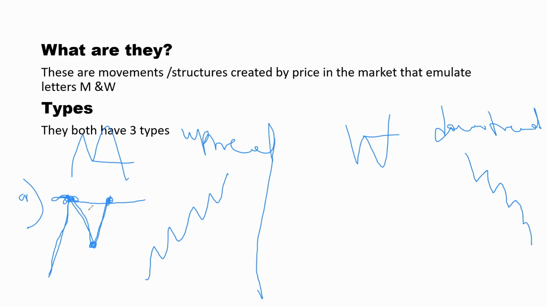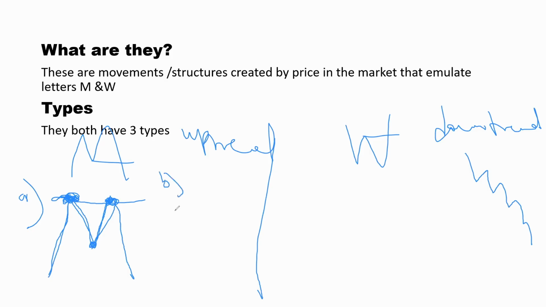But the moment the market comes and fails to take out this previous high and instead stops here and then moves down, this is what we call an M, and it's the first type of the M that we do have.